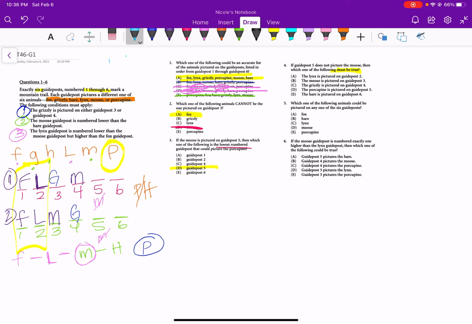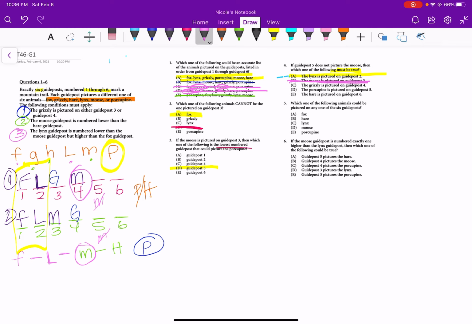But let's go ahead and read these. A, the L is pictured on guidepost 2. Yes, that must be true, so that's probably our answer. B, the moose is pictured on guidepost 3. This does not have to be true because the moose could also be on guidepost 4. So we're going to cross that one off.